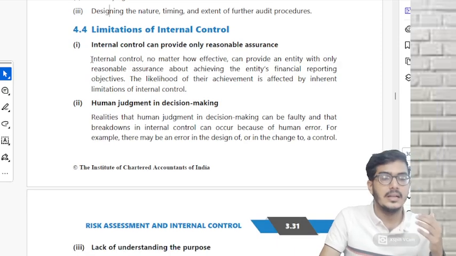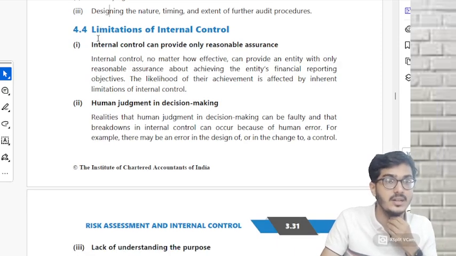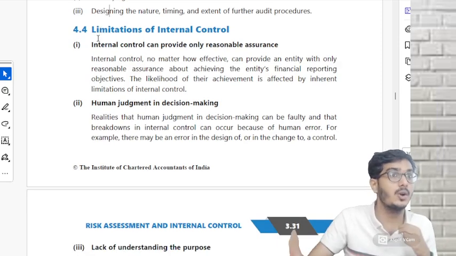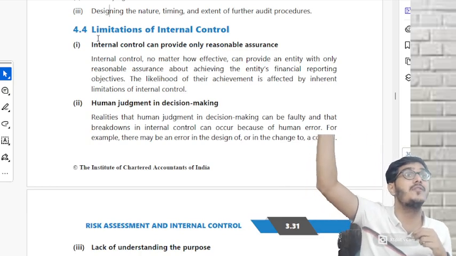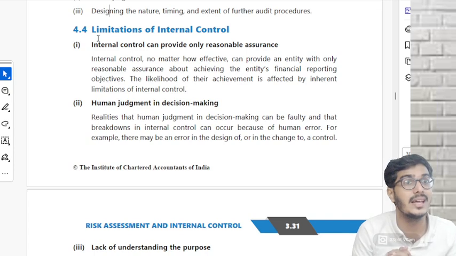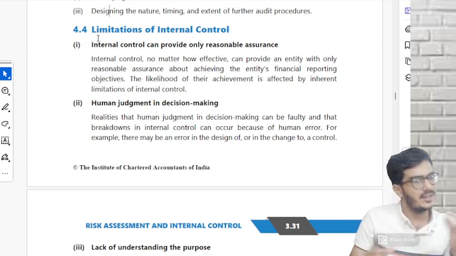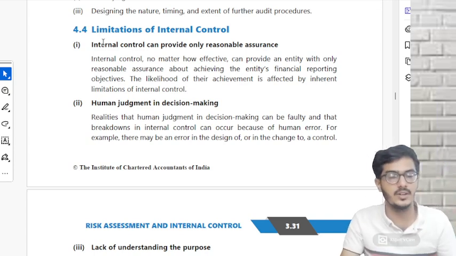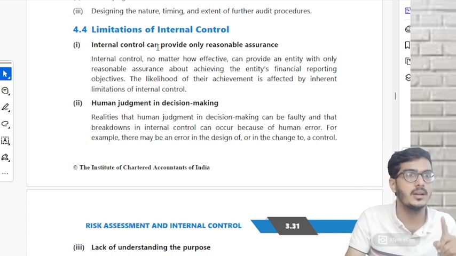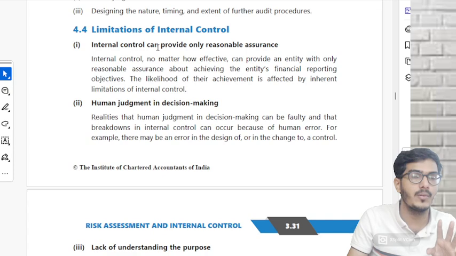Understood? Then comes one of the most important topics, which is the limitation of internal control. Like how we understood inherent limitations of audit, now I'm going to discuss inherent limitations of internal control. Just read the heading, you'll understand. First one, internal control can provide only reasonable assurance. Nothing in this world can provide absolute assurance.